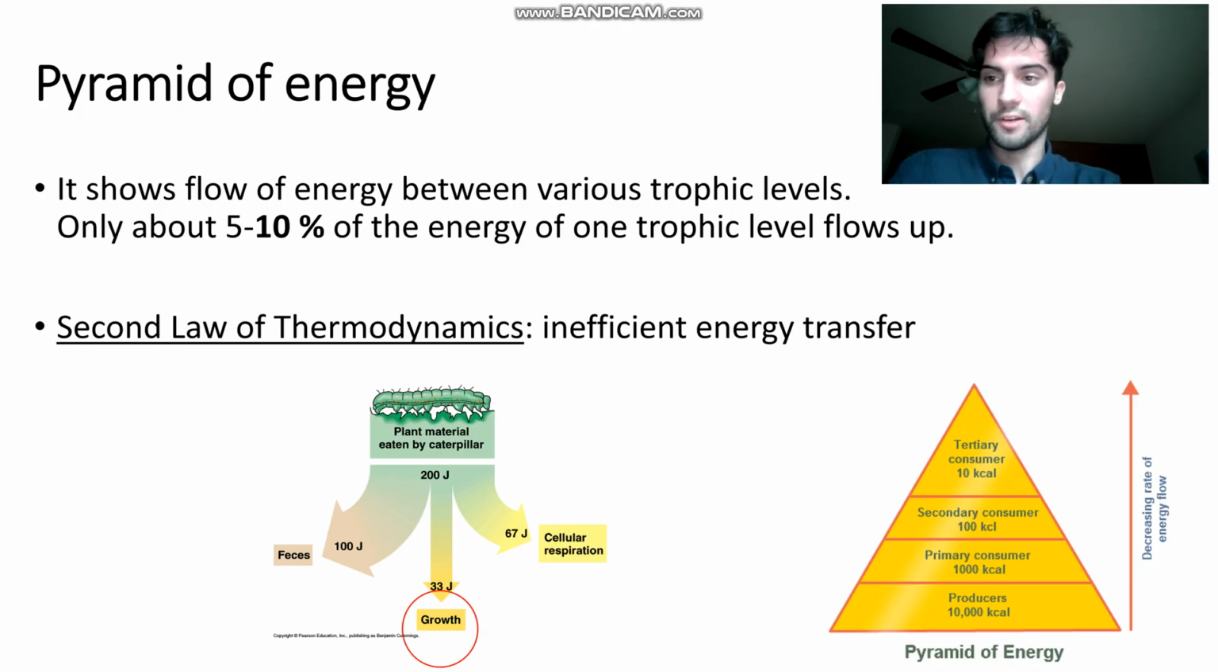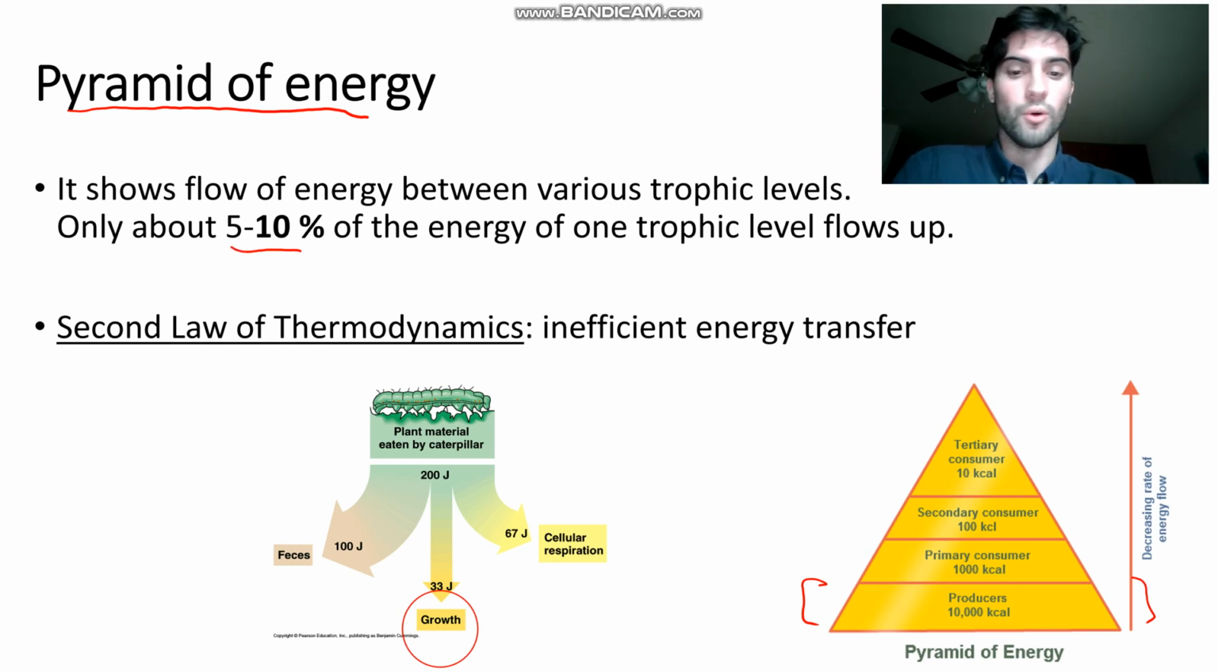If we now look at how energy flows and make this into a hierarchical pyramid, we will see that there is always loss of energy. The plants retain the most energy, but only about 5 to 10% of that energy will flow up, because energy is lost by heat and by metabolism. So here, let's say we have a primary consumer, this caterpillar.